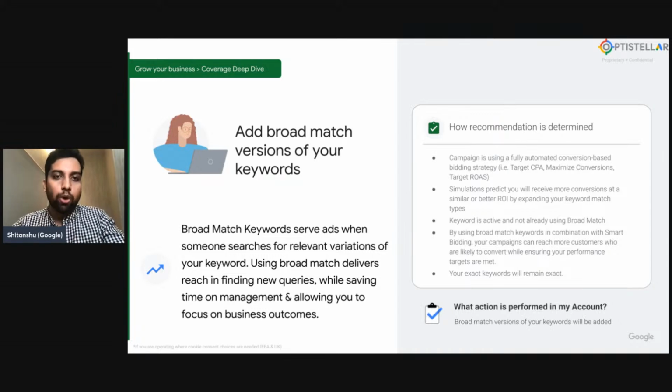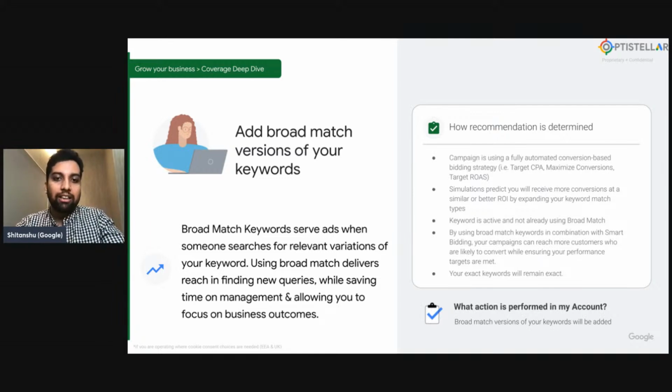And there are some criteria obviously, and once those criteria are fulfilled, then only these recommendations are surfaced and applied, and those criteria are listed here as well. Now, one of them being that your campaign needs to have a fully automated conversion based bidding strategy. Only in those cases, as I said earlier also, only if you have a fully automated conversion based bidding strategy, in those cases the broad match recommendations will surface and will be applied. Otherwise, no, right? So that's one of the criteria, and it's a very critical criteria. But there are other criteria also which is mentioned here.